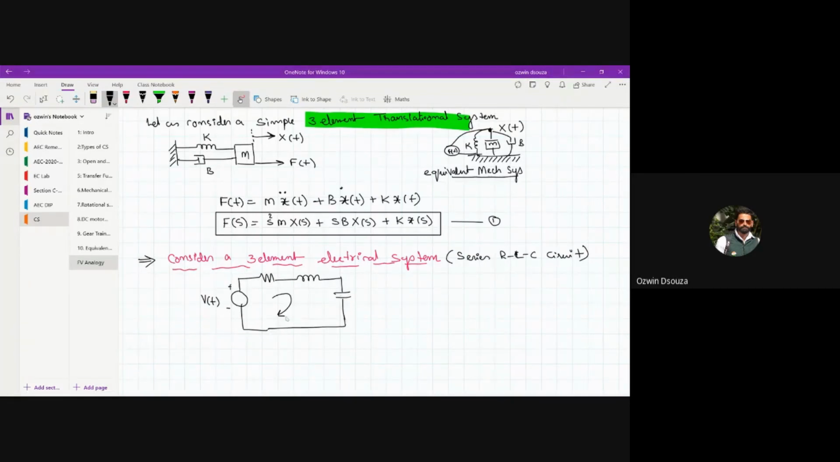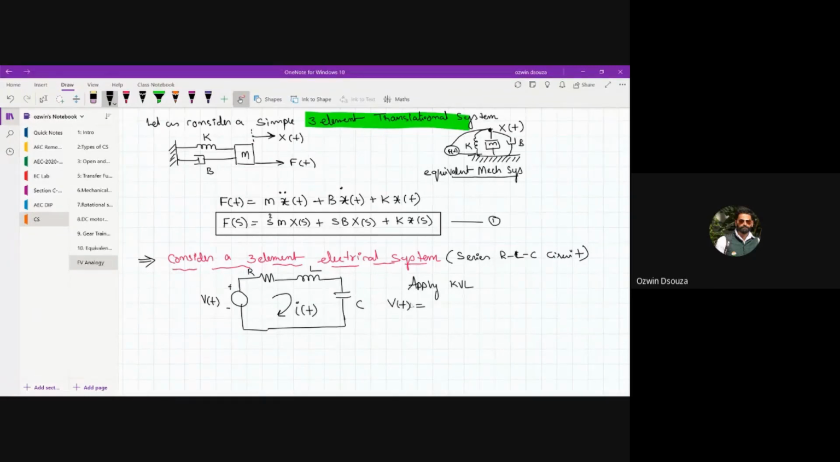Now this is your loop current I of t. Okay, so let us apply KVL. So what do you get when you apply KVL?